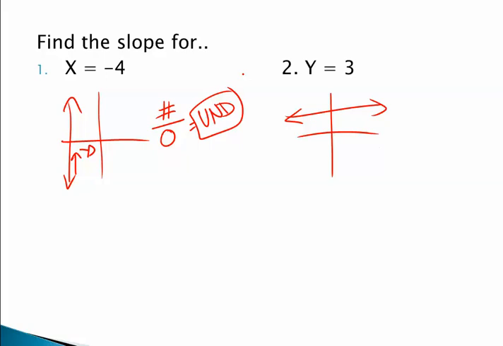Whereas the slope for y equals 3, or a horizontal line, it has no rise, but it has an infinite run. So it's 0 over a number, so the slope of a horizontal line would be 0.